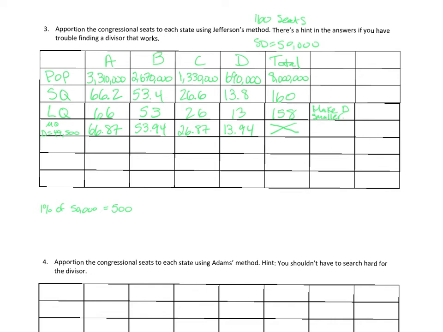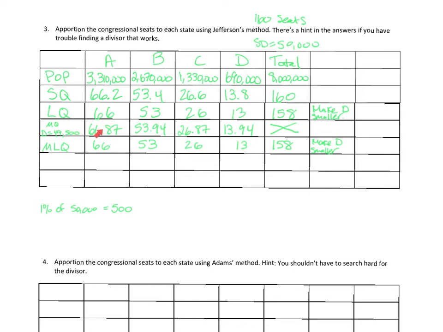And then we round everything down. The modified lower quotas, we get 66, 53, 26, and 13, which is exactly what we had before, 158. So we want to make D even smaller. You might be tempted to jump by another 500, but that first 500 was 1%, and more likely we're just not quite there, right?